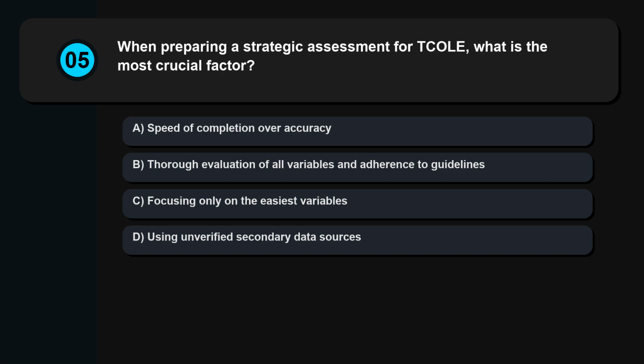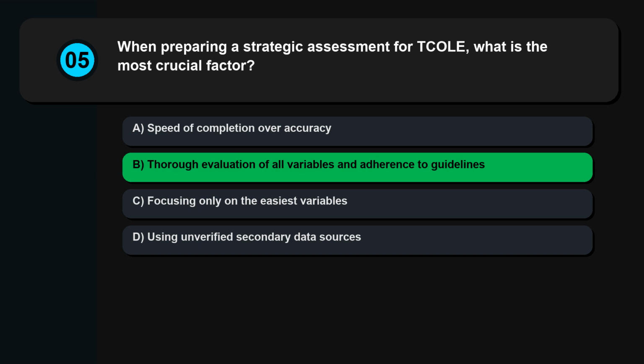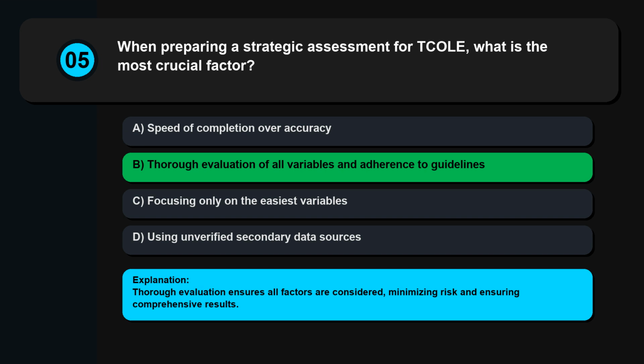Question 5. When preparing a strategic assessment for TCOLE, what is the most crucial factor? Speed of completion over accuracy, thorough evaluation of all variables and adherence to guidelines, focusing only on the easiest variables, using unverified secondary data sources. Thorough evaluation ensures all factors are considered, minimizing risk and ensuring comprehensive results.